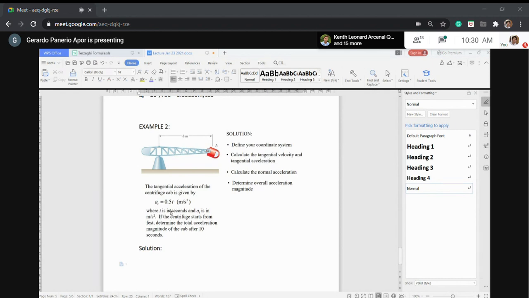So the given is the tangential acceleration. If the centrifuge starts from rest, determine the total acceleration. Okay, so first I'm going to determine the meaning of the word rest.